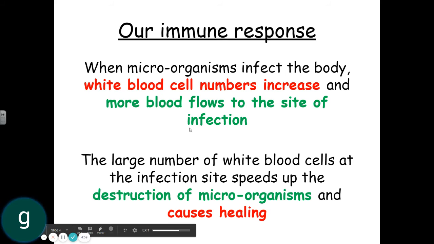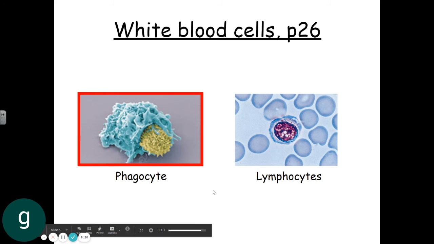So, when microbes infect the body, the white blood cell number increases. We've talked about this. It's the word I use, clonal selection, but it's the lymphocytes making lots of copies of themselves. And more blood will go to the site of the infection. The large number of white blood cells at the infection site will speed up the destruction of that organism and helps you to heal. So in this part of the video, we're looking at phagocytes.